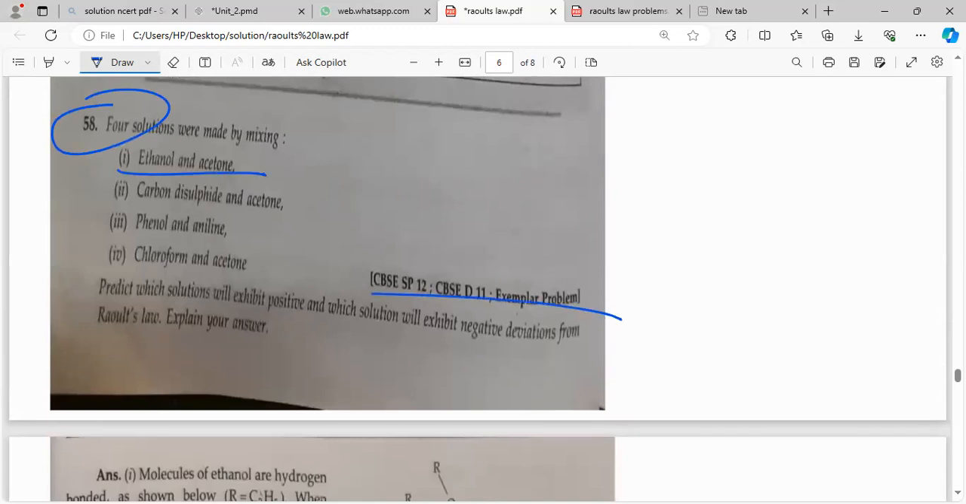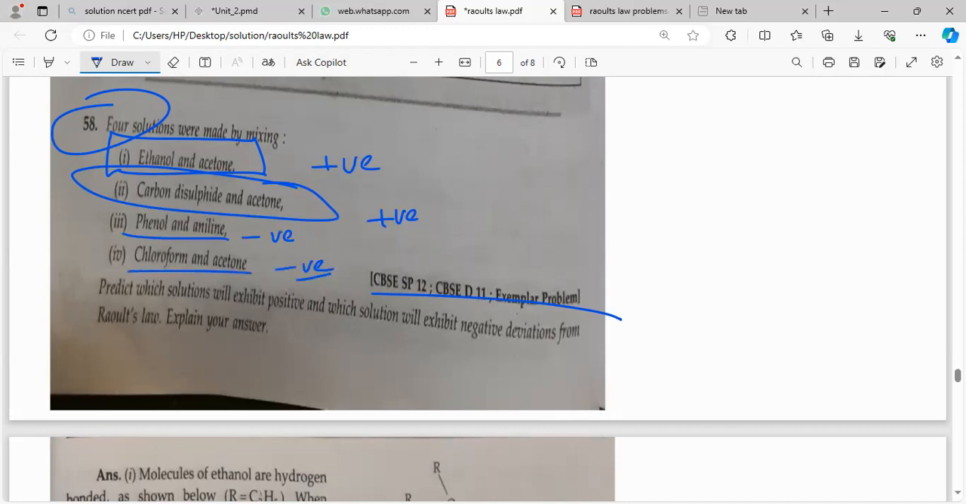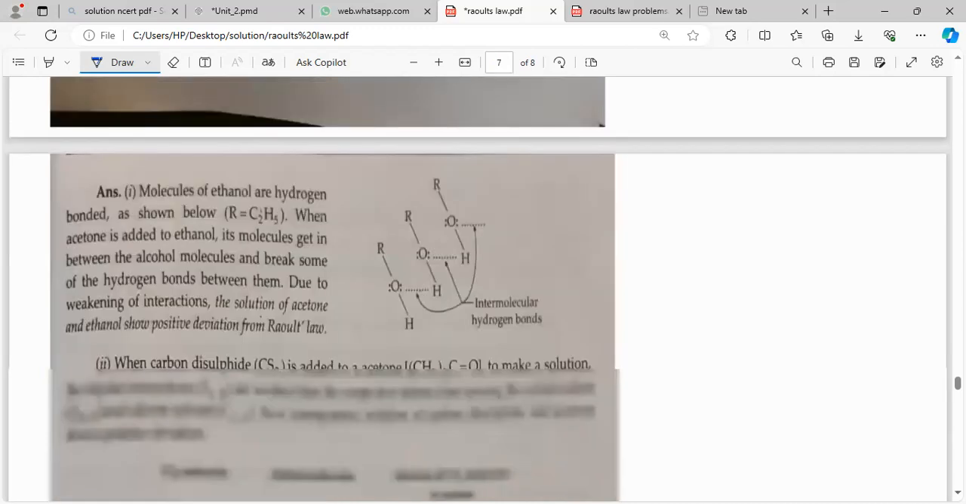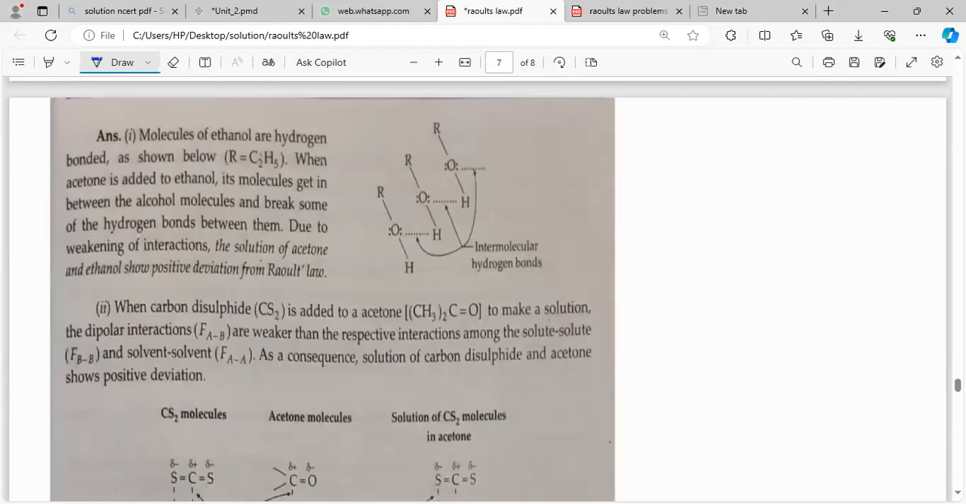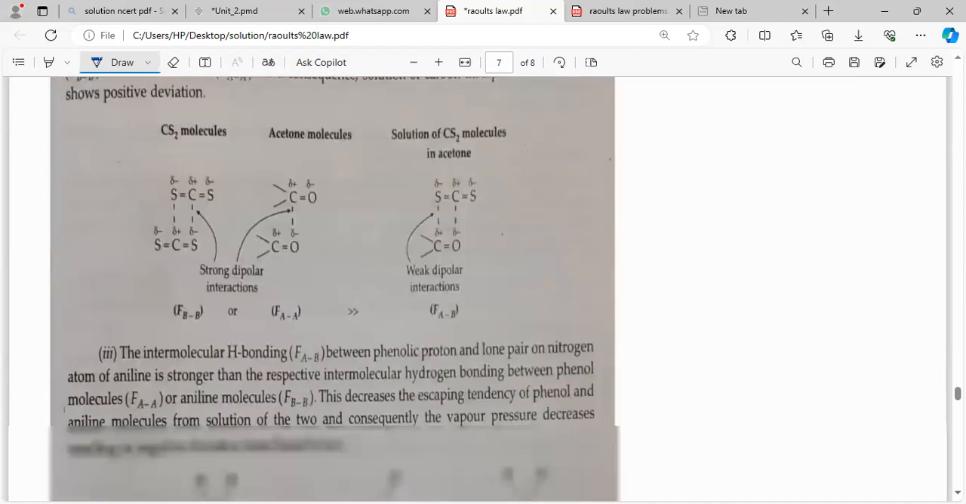They ask what type of deviation ethanol-acetone forms. This is positive deviation. Carbon disulfide and acetone is positive. Phenol-aniline is negative. Chloroform-acetone is negative. You need to explain why it is negative. If you read this, you will get to know. Okay, so all are there.